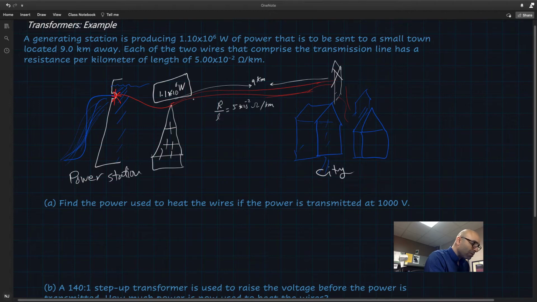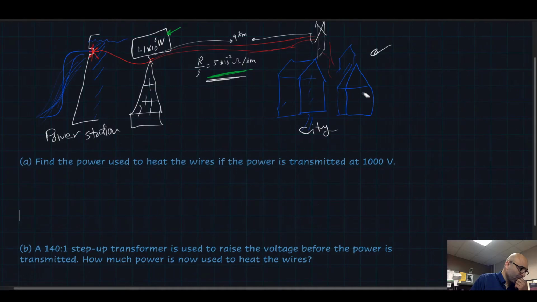Now this power has to be transferred through two wires, 9 kilometers each, to a nearby city, and once it gets there it goes into another substation, but that's another issue. Each wire has a resistance per length equal to 5 times 10 to the minus 2 ohms per kilometer. Okay, find the power used to heat the wires if the power is transmitted at 1000 volts.